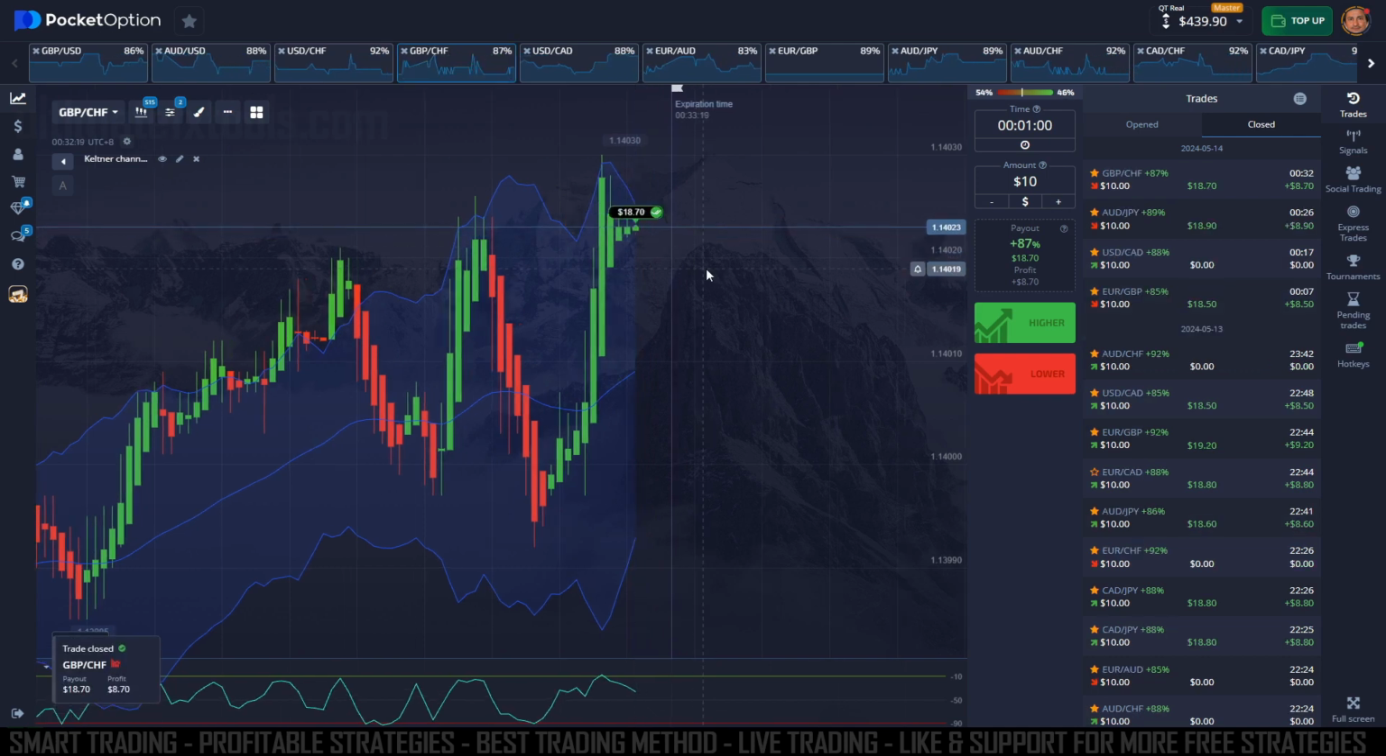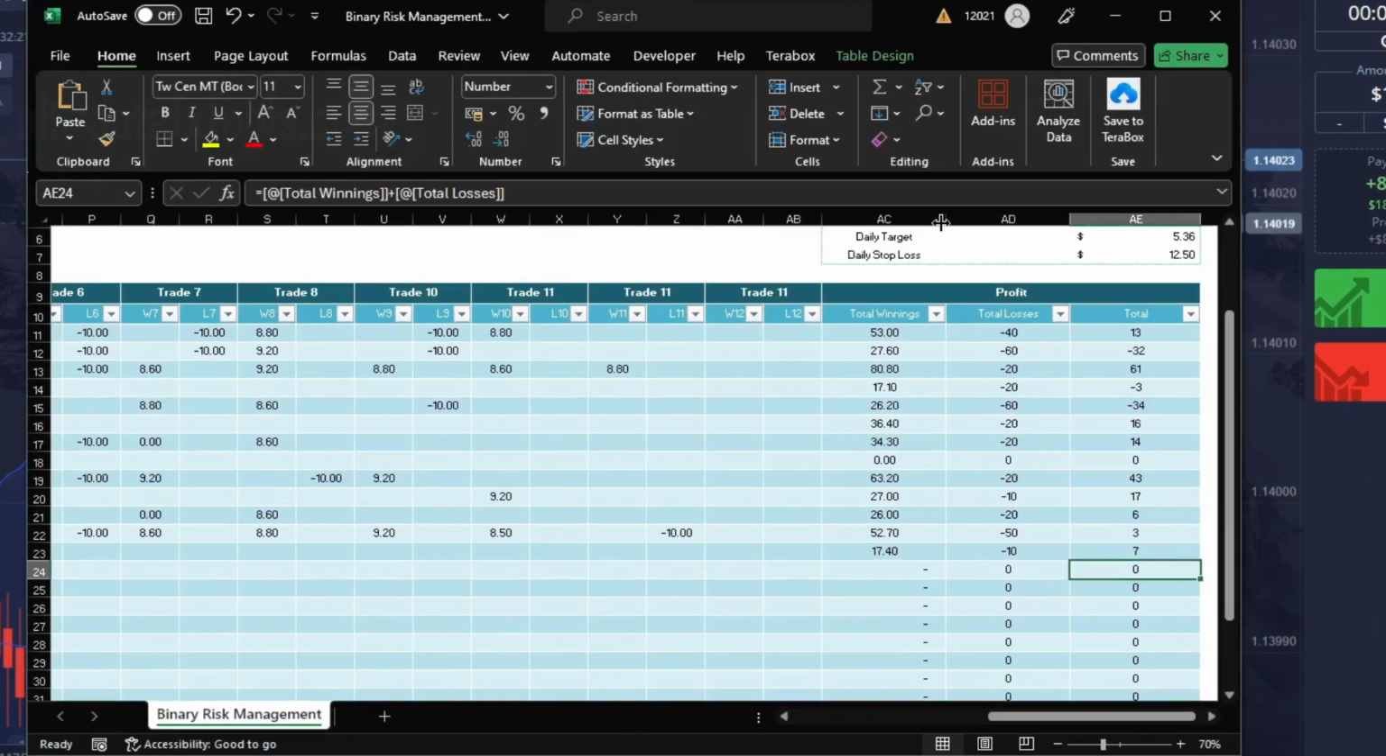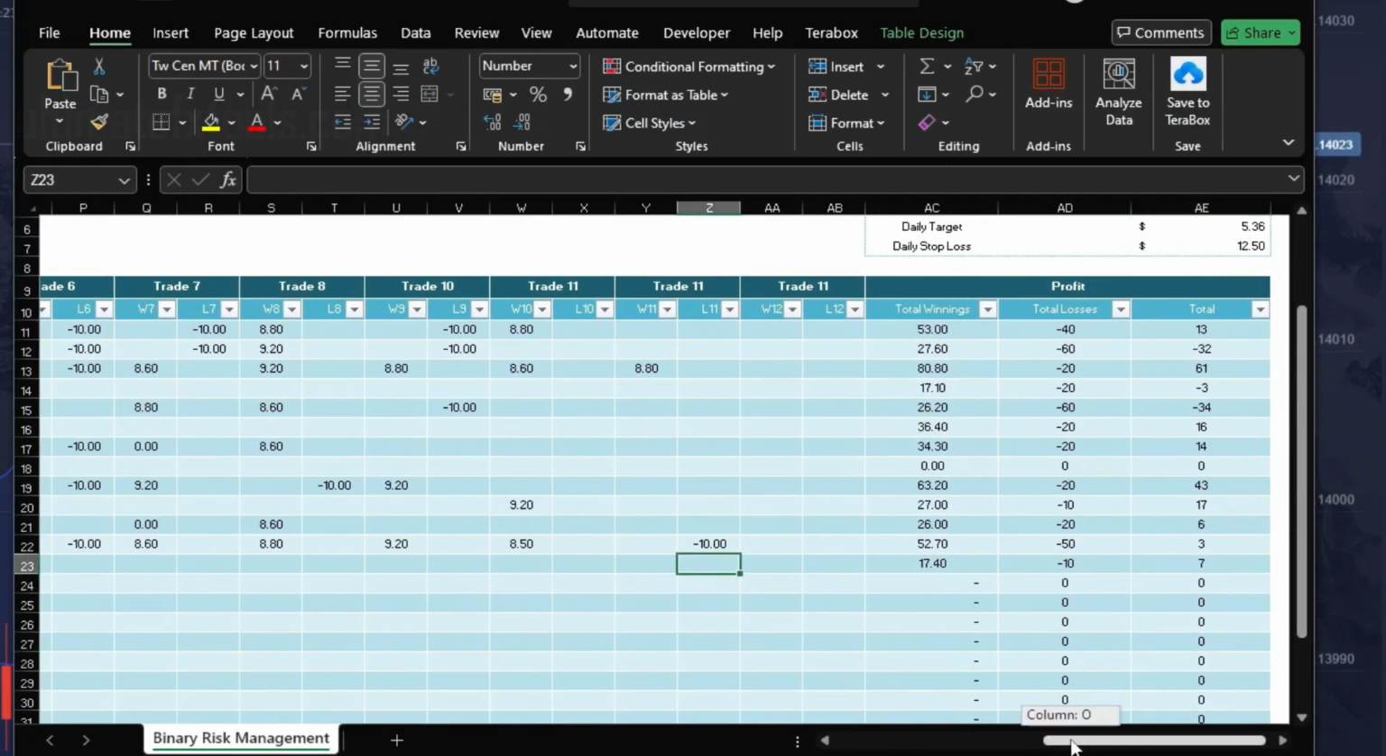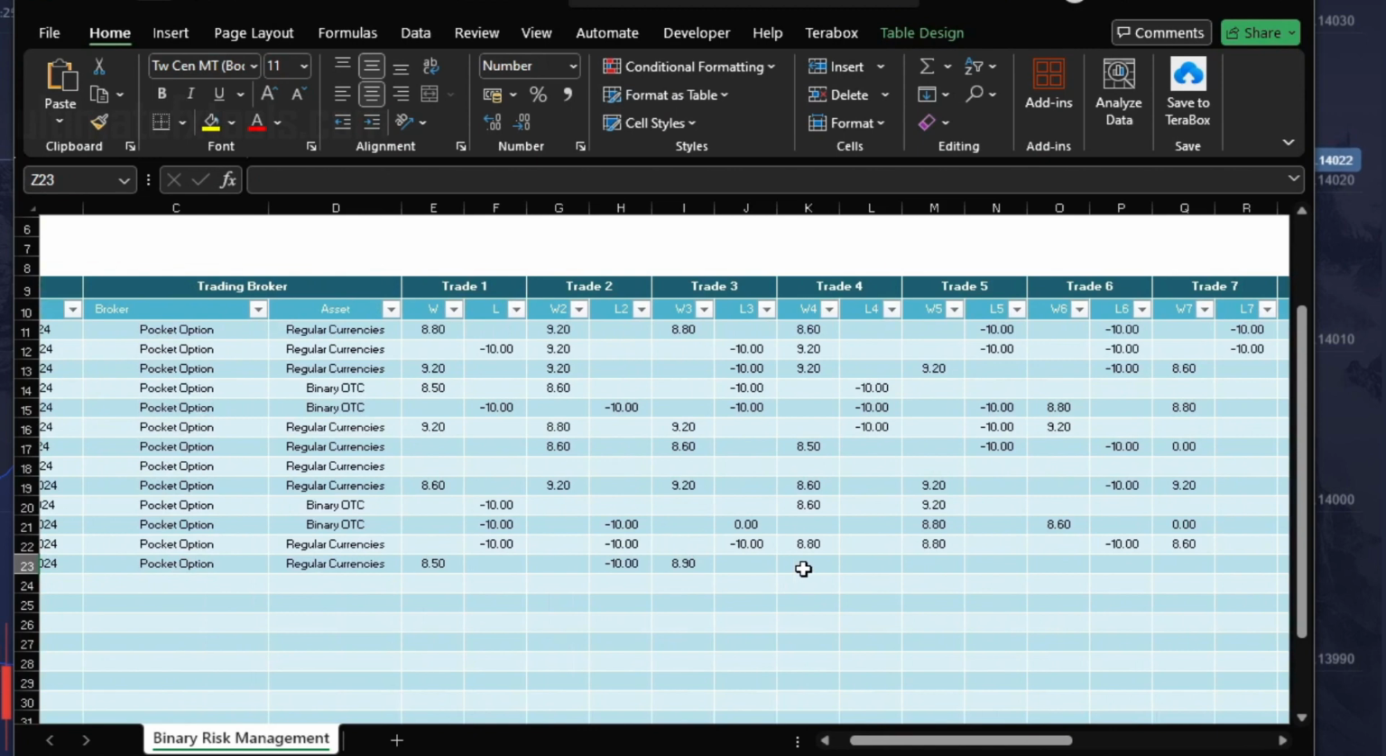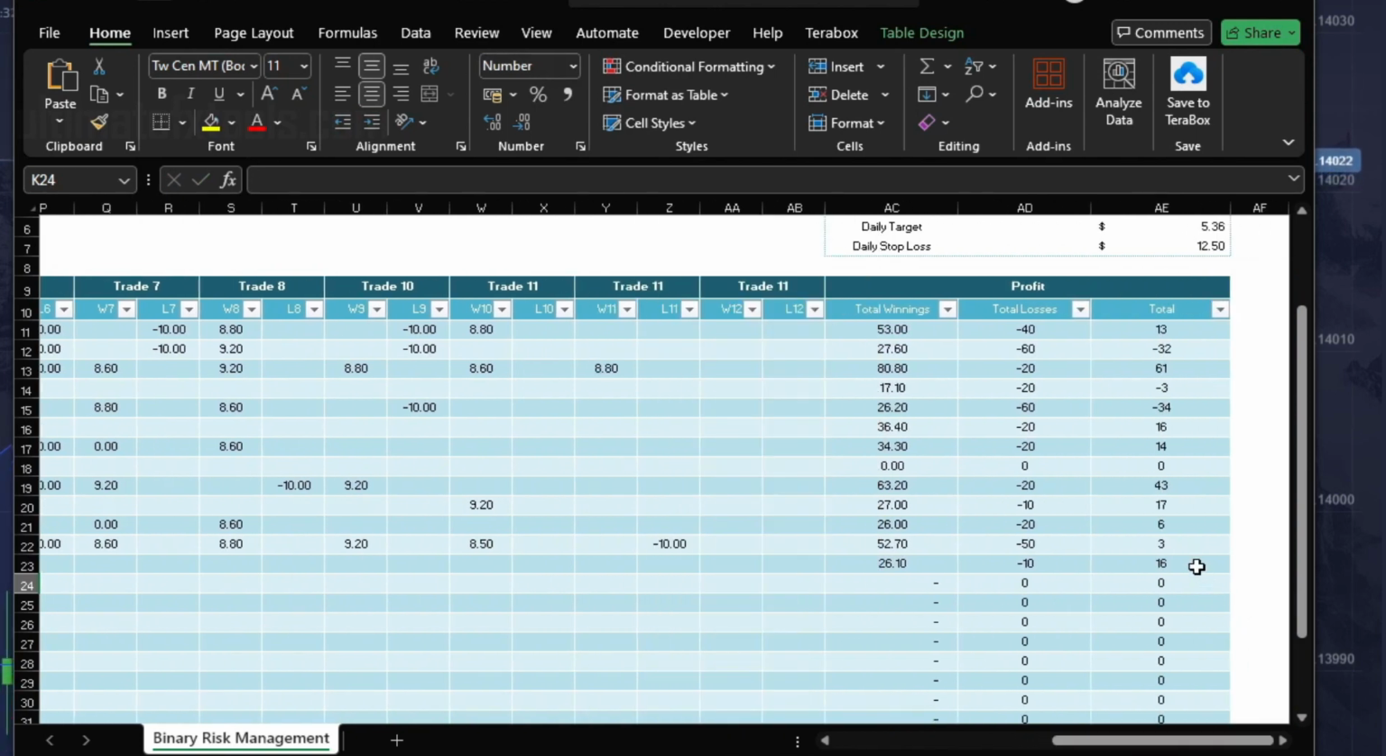We got good trading results for that trade. It's best to always update the risk management sheet, as we have to maintain our trading balance above the specified stop loss of the day. We already have a $16 profit at this moment. We can close the trade for the day or we can continue, as long as we achieve our daily target of $5.